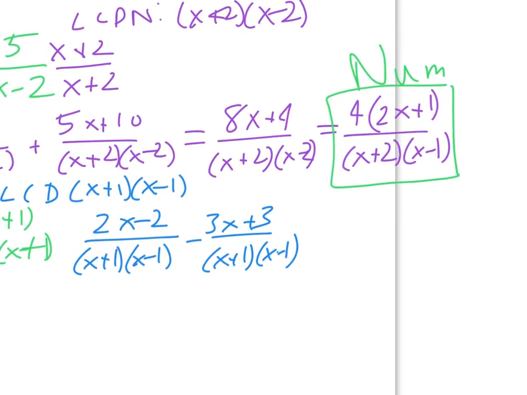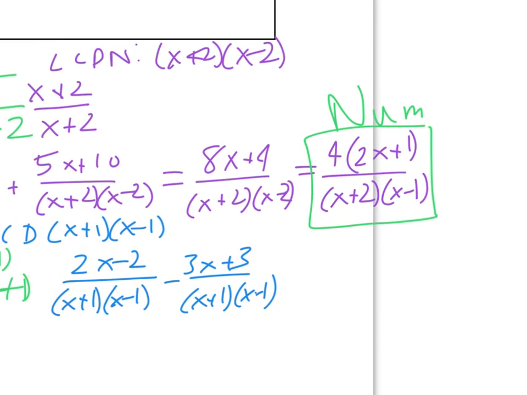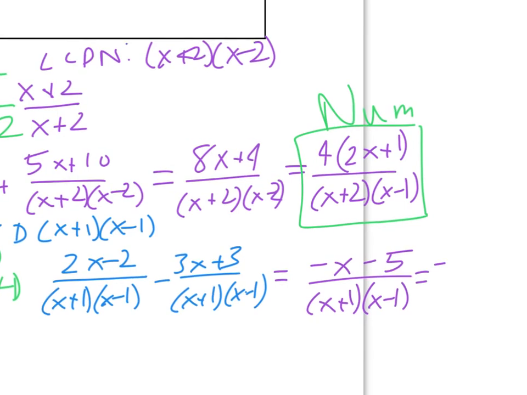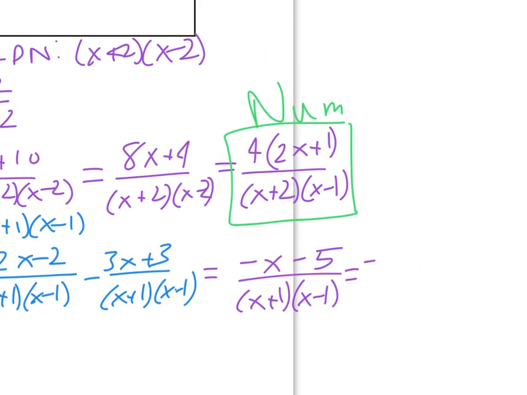From here we can go ahead and find that difference. Again, make sure you remember that you are subtracting here. Let's see, so we would end up with 2x minus 3x would be a negative x, a minus 2 minus a 3 would be a minus 5, then we get x plus 1, x minus 1. Now, I don't really want to leave that as a negative x minus 5. I would factor a negative out of that and write that as the opposite of x plus 5.